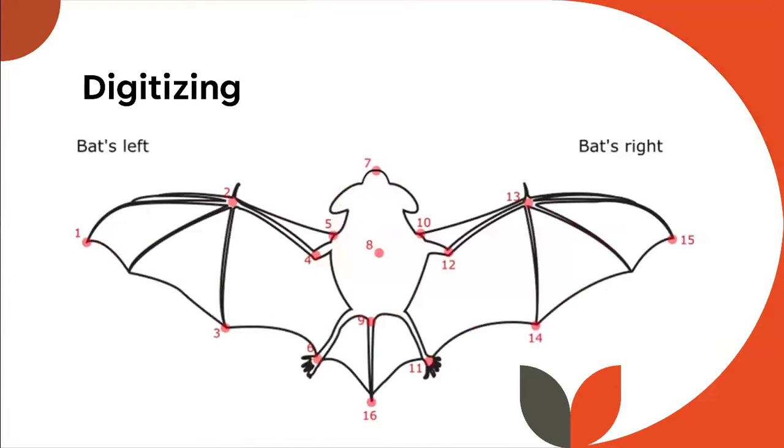So digitizing consists of marking 16 points in each frame. Most of these points are on the wing membrane because we would like to know what the bat is doing with its wings. But we also have a couple of points marked on the body itself just to give us a better idea of where the bat is in space, where the bat is facing, all of those nice things.